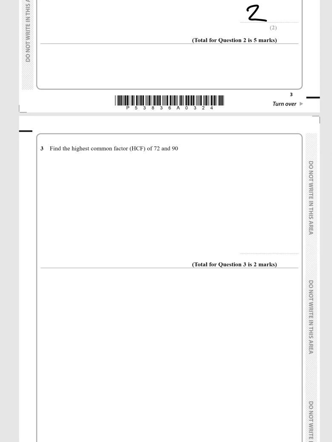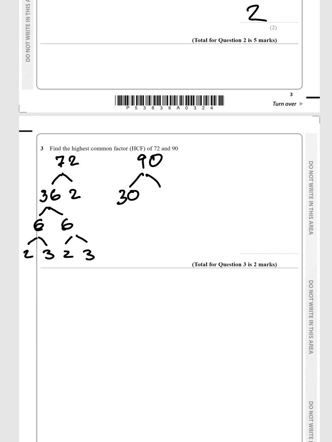Right, okay, well we could do prime factor trees. So let's do a prime factor tree for 72. So what have we got? We've got 36 and 2, divided by 2. 6 and 6. 2, 3, 2, 3. Really got to be careful of going outside the line. Do the same with 90. Let's go 30 and 3. 3 and 10. 2 and 5.